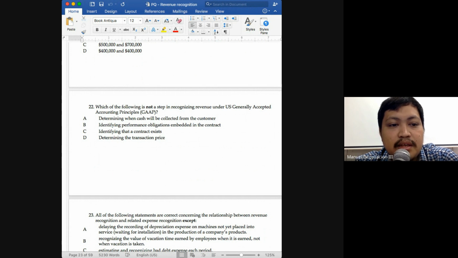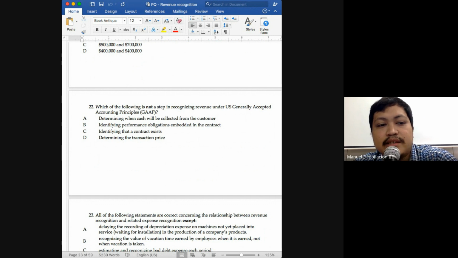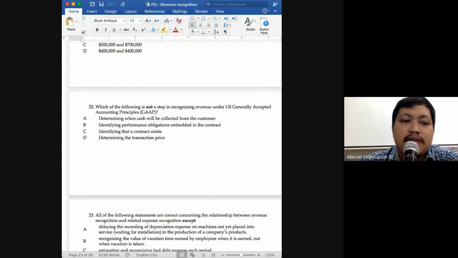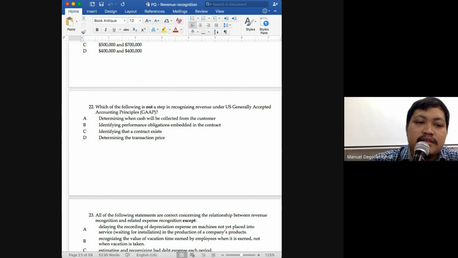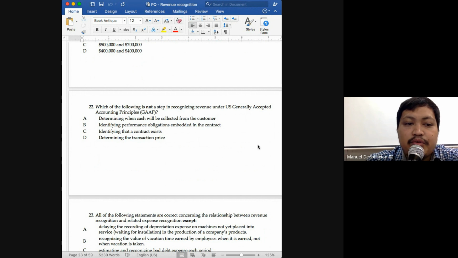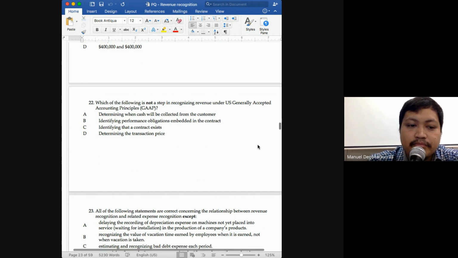So does that mean B, C, and D are correct? Yes. Identify performance obligations. This is actually step number 2. Step 1 is letter C, identify that the contract exists. Letter D, determine the transaction price. That's step 3. Again, the answer to number 22 is letter A.